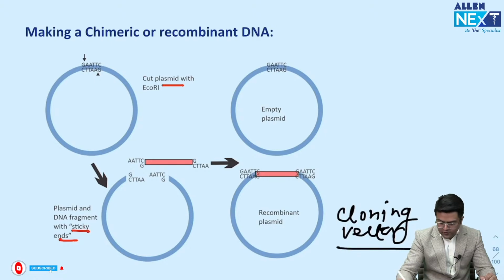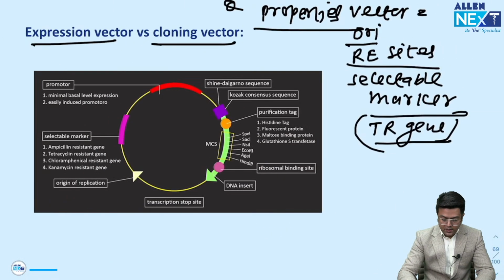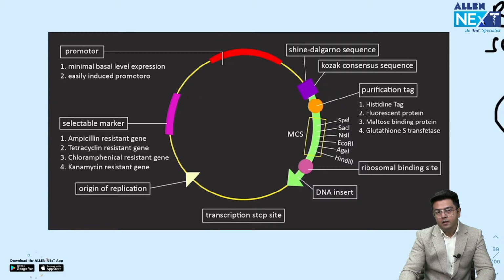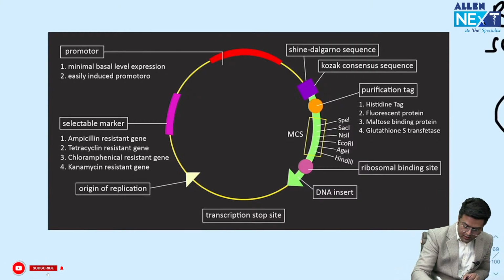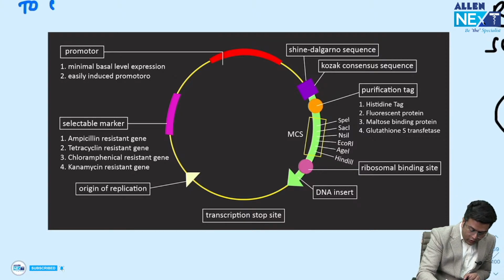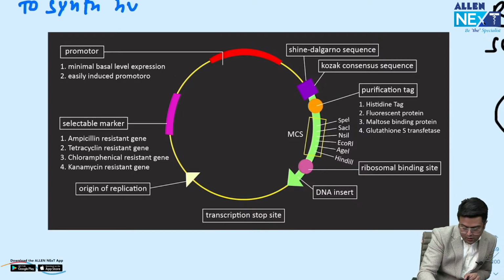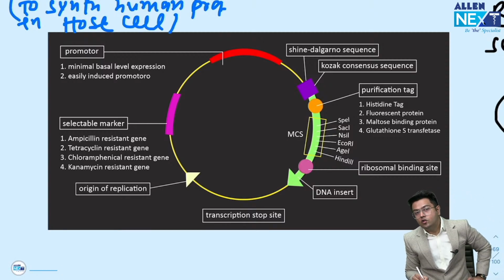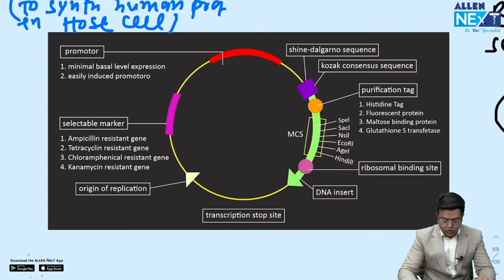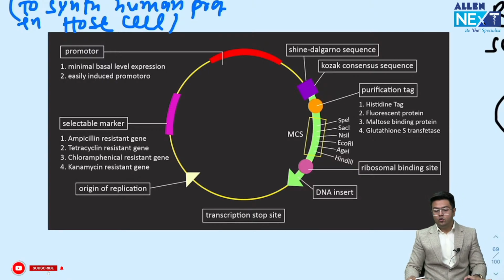Okay, so what is the difference from expression vector? So guys, expression vector has expression. First of all, understand the expression vector. Expression vector is something we use to synthesize the human protein in the host cell. Let's say, for example, if you want to synthesize insulin, humulin, right? So you need an expression vector. It will express.